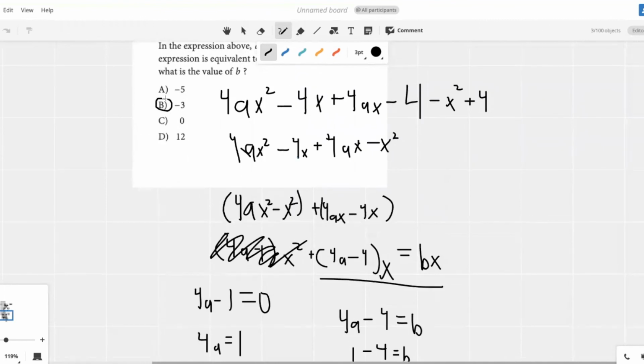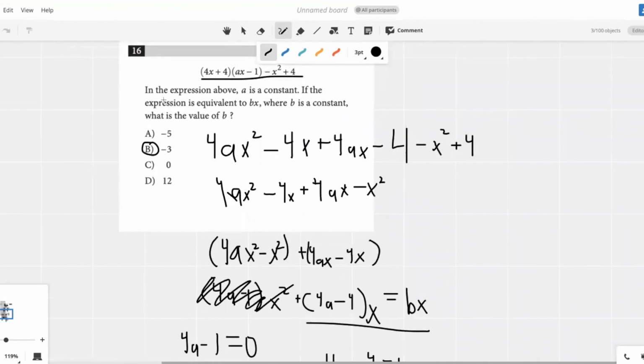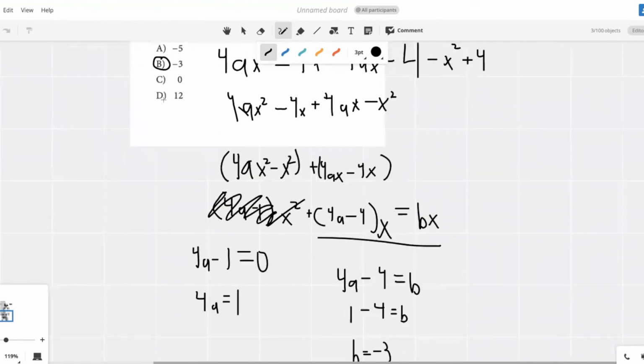So that's going to be our final answer for number 16. This one's a bit trickier, but just use critical thinking to try to solve it.